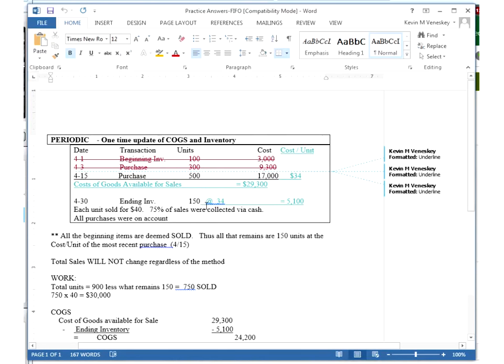If we're told we only have 150 left, I need to determine what those 150 are valued at. So I look back up at what I had. If I have 150, the first in, first out are gone. So my first two items are gone, leaving me with the final purchase, and I have 150 of these items left. When I did the calculation, taking 17,000 over 500 units, I'm down to $34 per unit. So that leaves me an ending inventory of 150 at 34 bucks a piece, or $5,100.